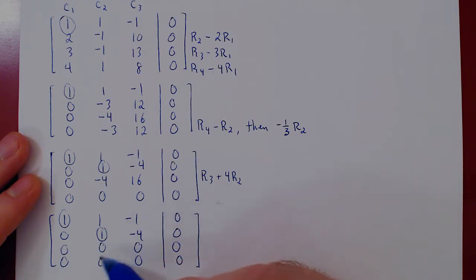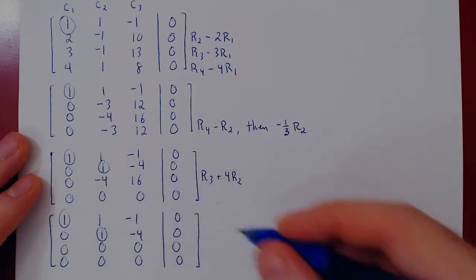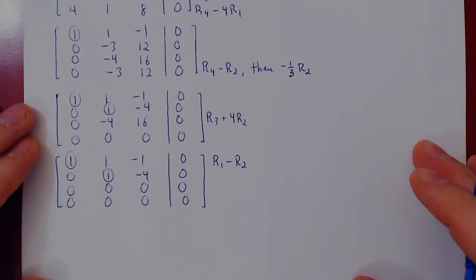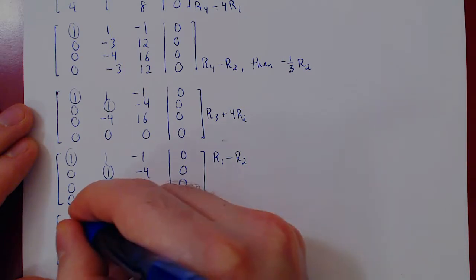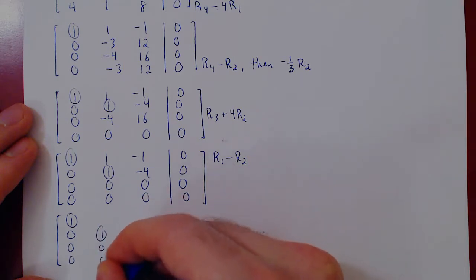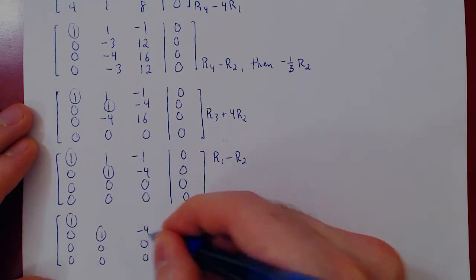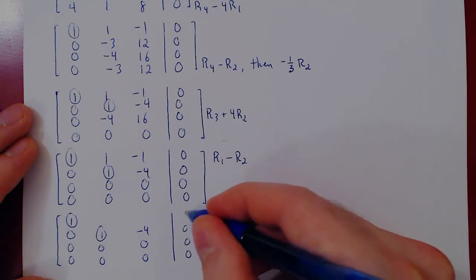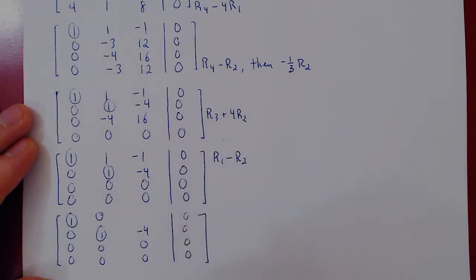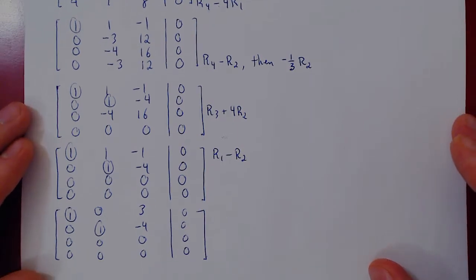Finally, we can't get a third leading 1. And so we can do row 1 minus row 2. And this will then give us the reduced row echelon form of our augmented matrix. So 1 minus 1, 0. Negative 1, negative 4. Negative, negative 4 will be plus 4, so therefore positive 3. And now we have the reduced echelon form of our system.